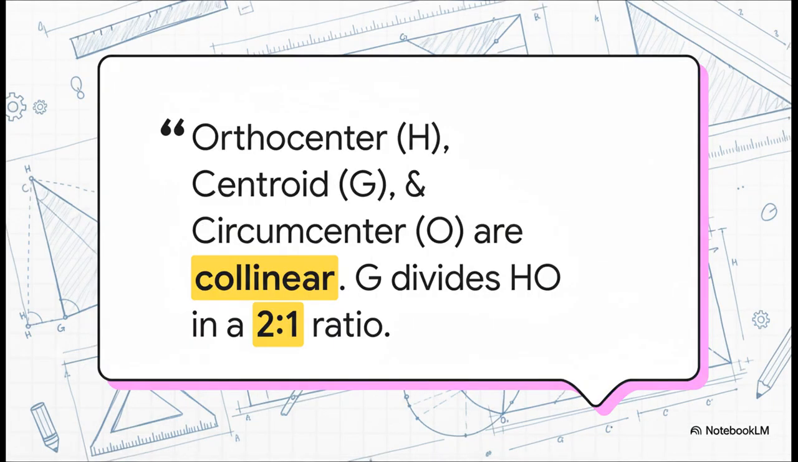Now listen up, because this is a pro tip, a golden rule that connects 3 of those special points. For any triangle, it doesn't matter what shape, the orthocenter, the centroid, and the circumcenter all lie on the exact same straight line. And what's more, the centroid always splits that line in a perfect 2-to-1 ratio. This isn't just some trivia, it's a huge shortcut that can save you so much time on an exam.